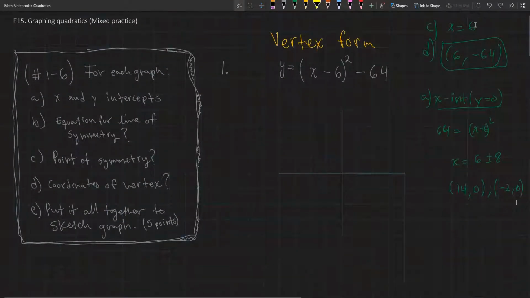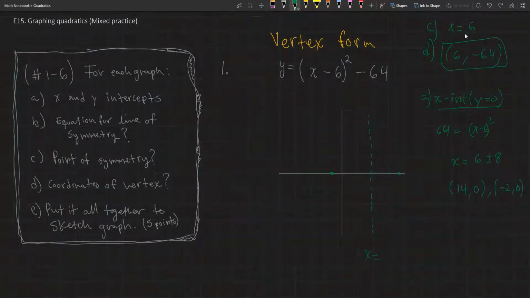Remember that we had from before, the line of symmetry is 6. Therefore, this 6 represents the same as this 6. There it is. That's pretty nice. So (-2, 0). Maybe not right there. Well, that's fine. And then (14, 0). X equals 6, somewhere in the middle.